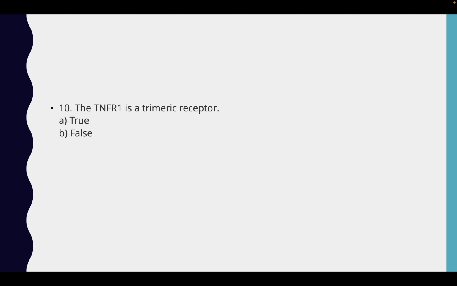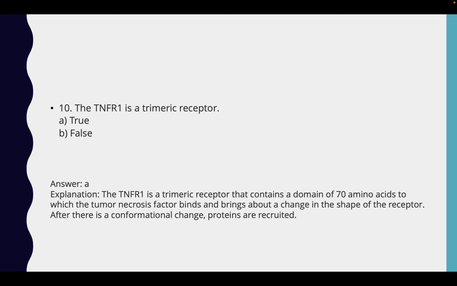TNFR1 is a trimeric receptor. Is it true or false? Tumor necrosis factor receptor 1. It is a cell surface receptor and it forms a trimeric structure. So it is true. It is a trimeric receptor.